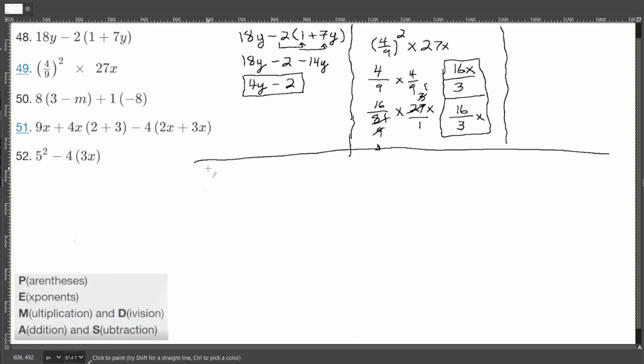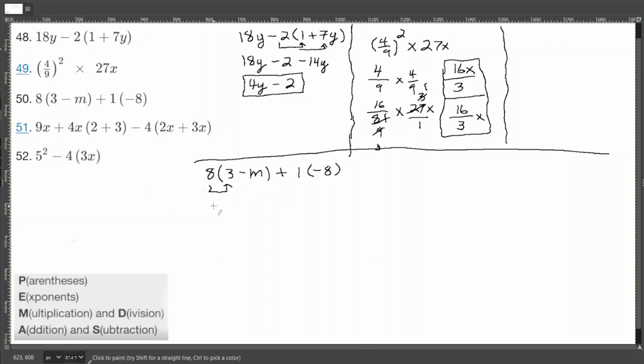But anyway, the next one, 50, is going to be 8 times the quantity 3 minus m, plus 1 times negative 8. So I have a couple multipliers to handle, right? I go in the parentheses, I cannot combine like terms, right? The 3 doesn't have an m. So I start doing distribution.